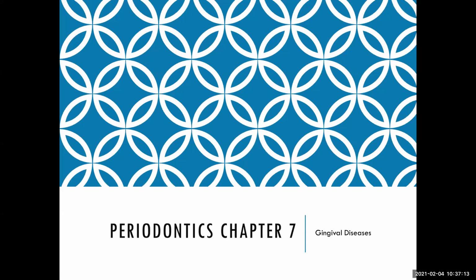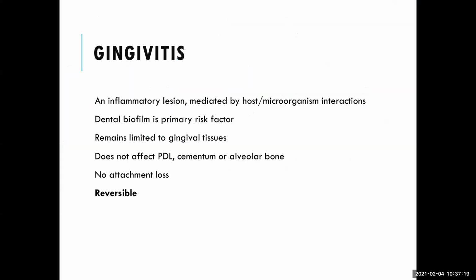I think we're going to go over gingival diseases today, but we've had a lot of this already. Gingivitis, itis, as you know, is inflammation. Gingivitis is an inflammatory lesion mediated by host microorganism interactions, okay? So you've got your dental biofilm as the primary risk factor. With gingivitis, that biofilm remains limited to the gingival tissues. It does not affect the periodontal ligament, the cementum, or the alveolar bone. There is no attachment loss, and it is completely reversible.